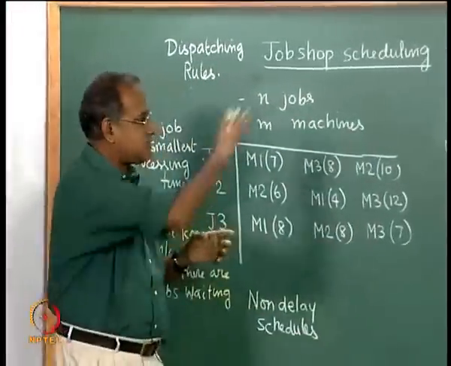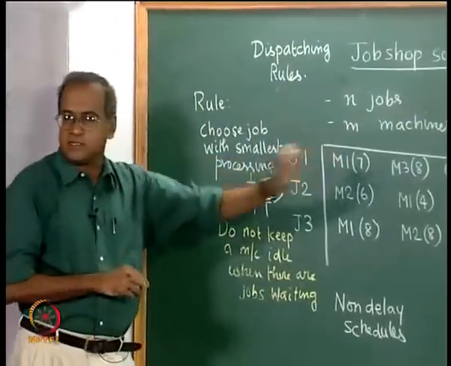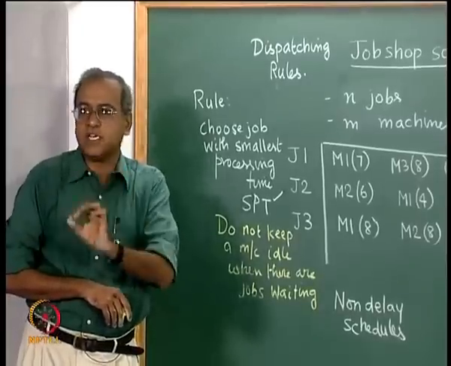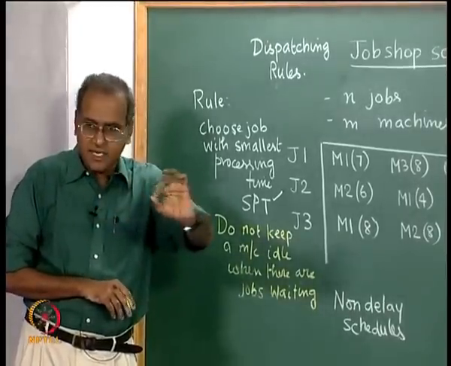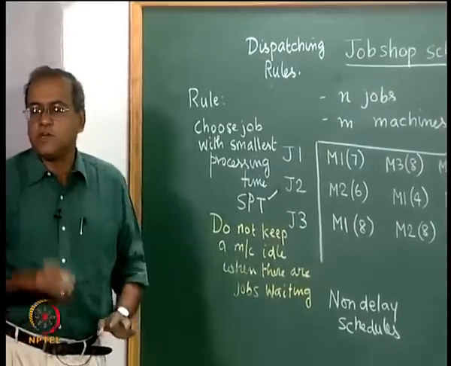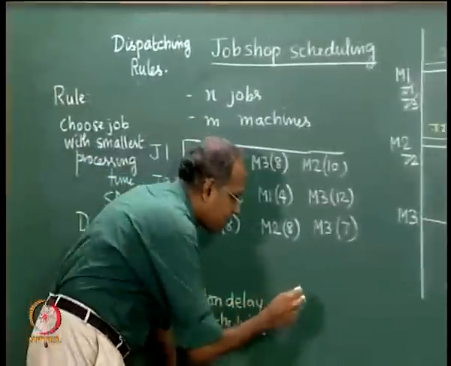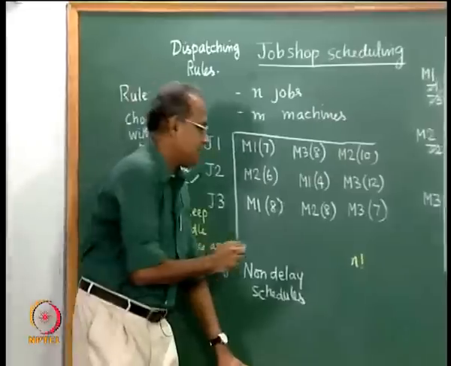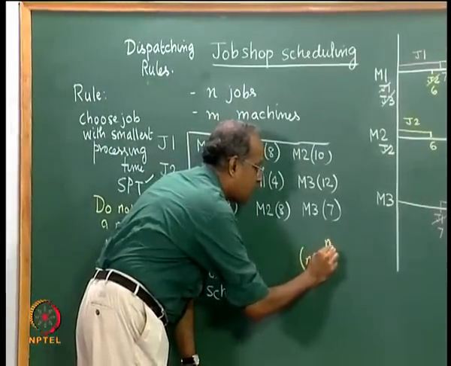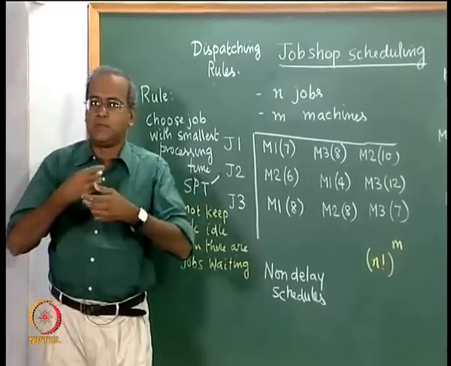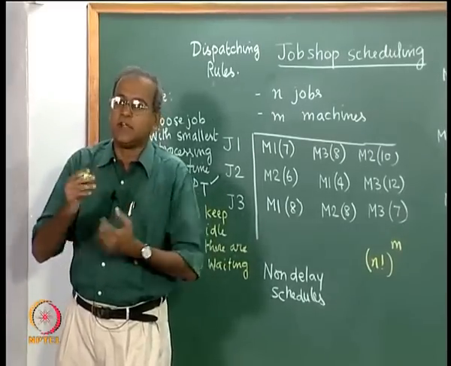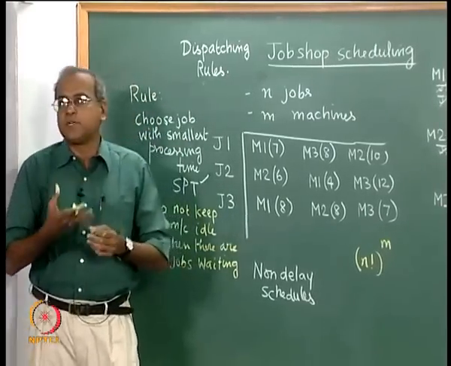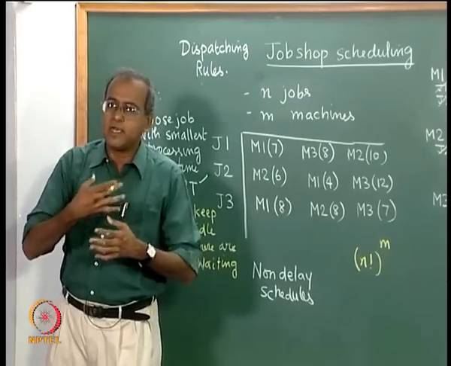If we look at this particular example, there were 3 machines and all 3 jobs visit every machine. If all the n jobs visit every machine, then for each machine the n jobs can be arranged in n factorial ways, and since there are m machines, we can have a total of n factorial to the power m possible alternative schedules. So, n factorial to the power m is a very large number, and job shop scheduling problems are known to be very hard problems.